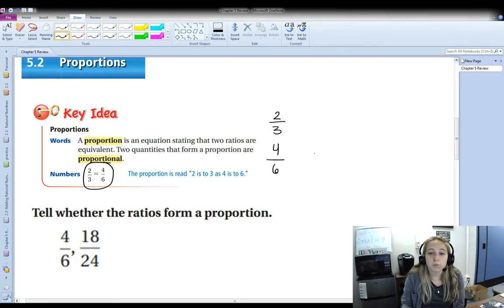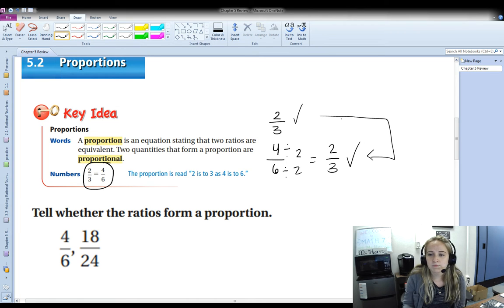So the thing about a proportion is if you can reduce down both fractions and they equal each other, you know it's a proportion. So 2/3 is already simplified down as far as it can go. But 4/6, we could divide by 2, and that would give us 2/3, which, are these the same? Yes, they're the same, which means they are a proportion, okay? So that's the deal with proportions.